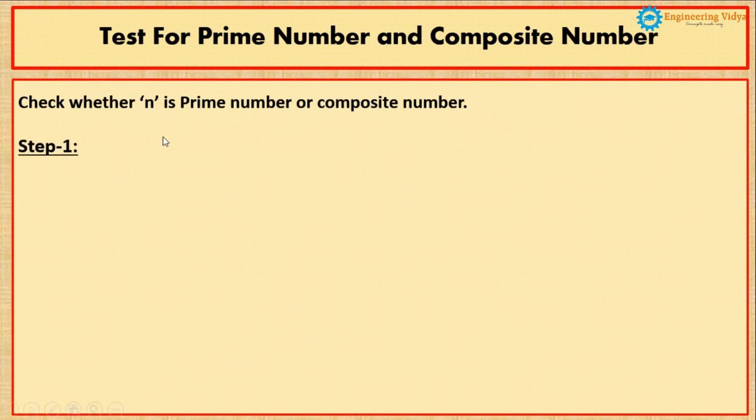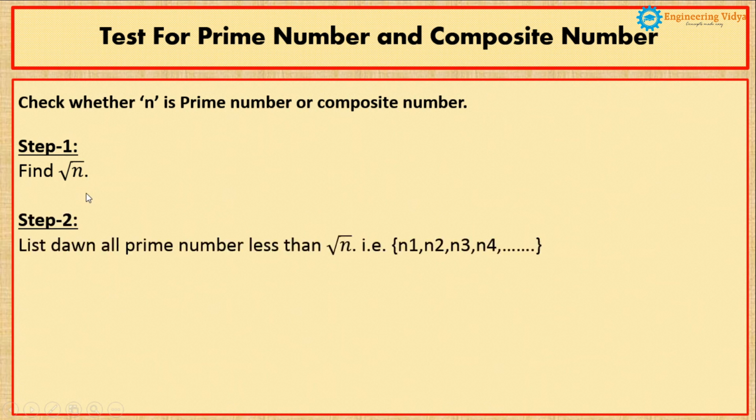So we go to step number 1, and at step 1 what will we do? First of all we'll find the square root of n. Whatever n is given, we take the square root of n. Then we go to step number 2. List down all prime numbers less than the square root of n. The square root of n is already calculated, so whatever numbers less than the square root of n are prime, we list down all those numbers. Suppose n1, n2, n3 and n4 are the prime numbers less than the square root of n, right? Now I'll go to step number 3.